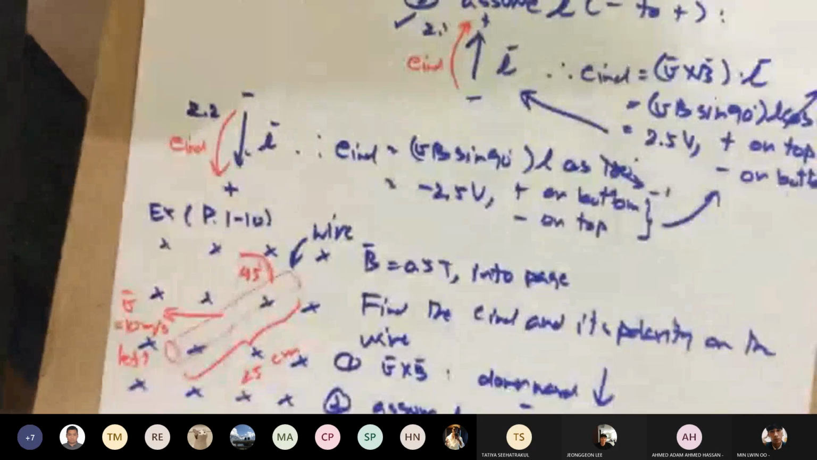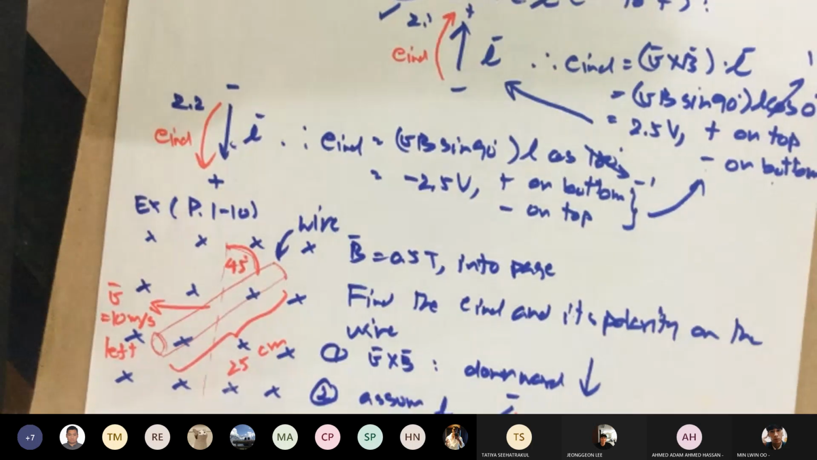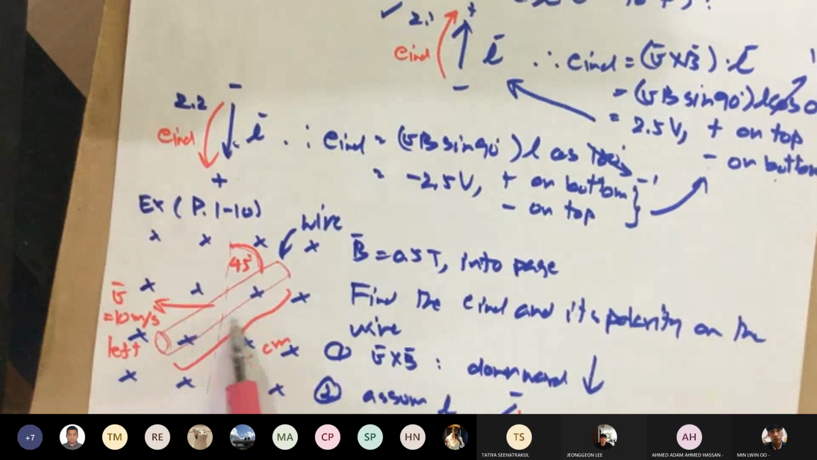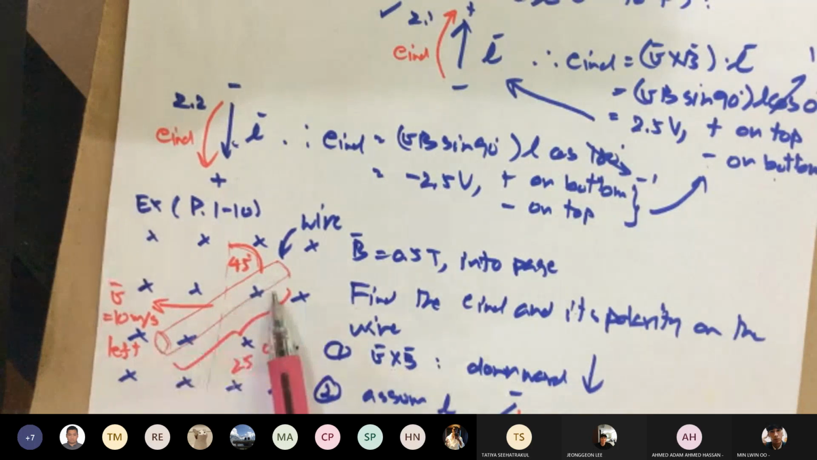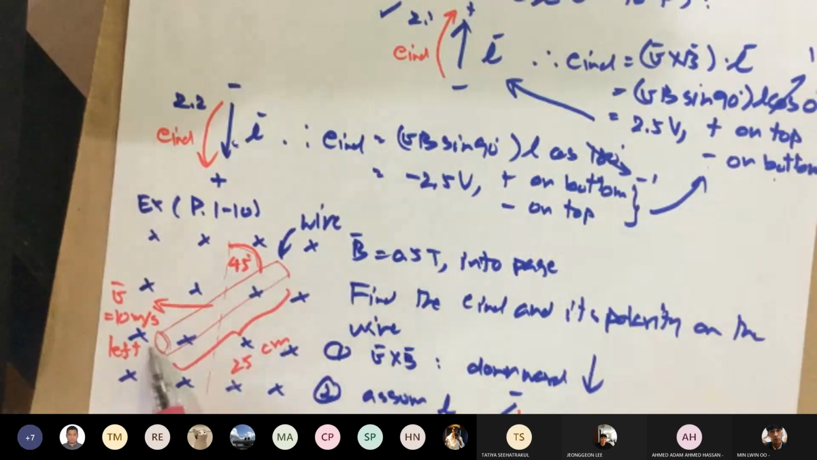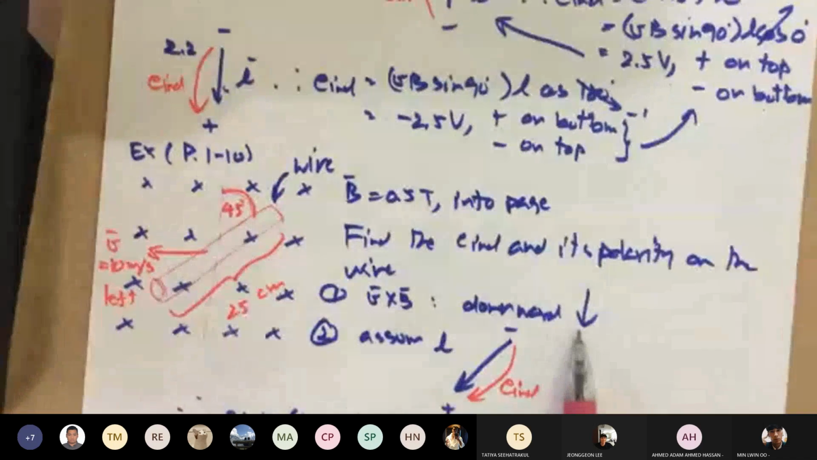Back to our second example, 1-10. We have a magnetic field into the page, and a wire at 45 degrees from the reference x-axis or y-axis. 25 centimeter within the magnetic field, and it is moving towards the left at 10 meters per second, shown here. Again, I want to find the induced voltage on this wire and its polarity, left or right, positive or negative. We do the same thing. Find V cross B first. If we do it right, it's going to be downward.